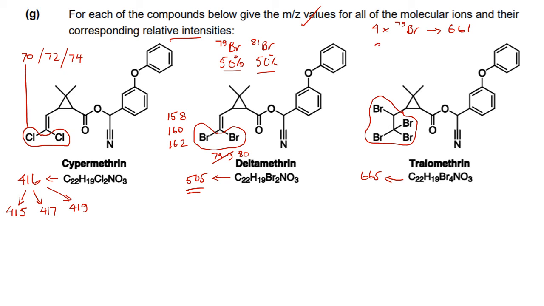Or you could have a molecule that's got three 79 bromines and one 81. That's going to give you a molecule with an Mr of 663. I've run out of space, but you could do the other options there as well to get all the options. And in the same way, you can work out the probabilities to give you the abundances. Okay, so hopefully that's helped you with part G as well.